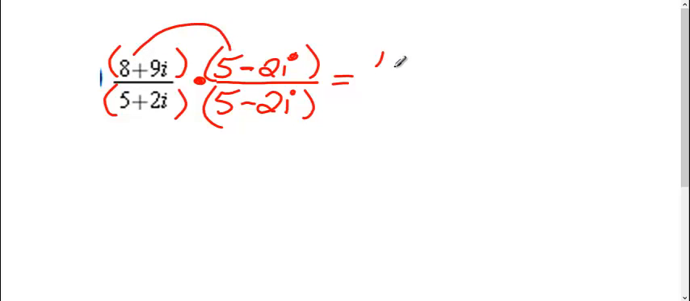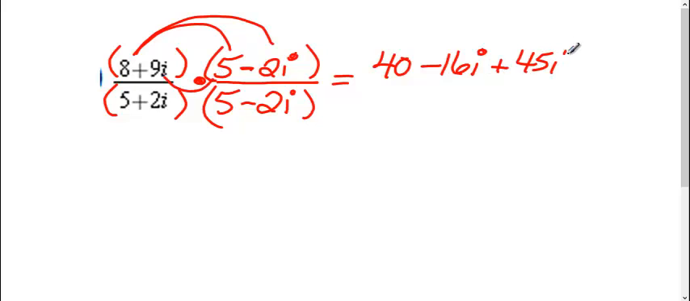So 8 times 5, I get 40. 8 times negative 2i is a negative 16i. 9i times 5 is a positive 45i. And 9i times negative 2i is a negative 18i squared. Okay, I'm just going to leave that for now.